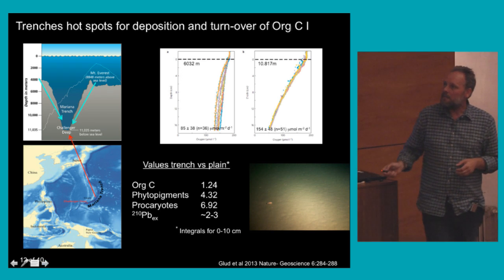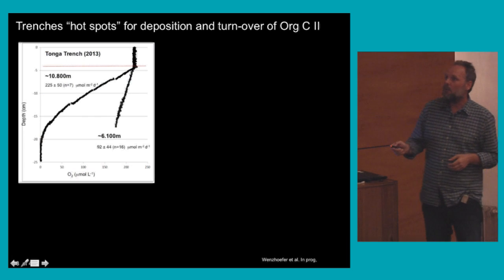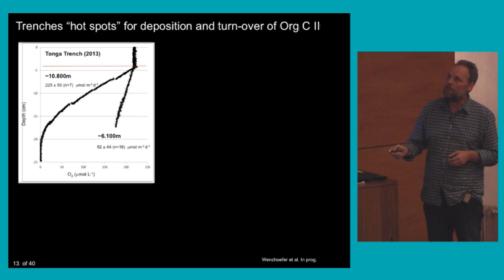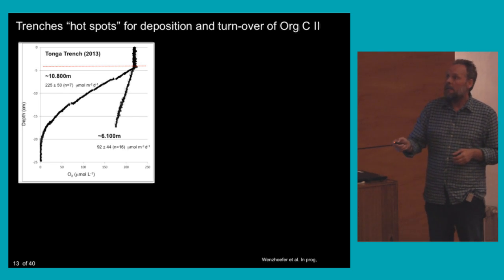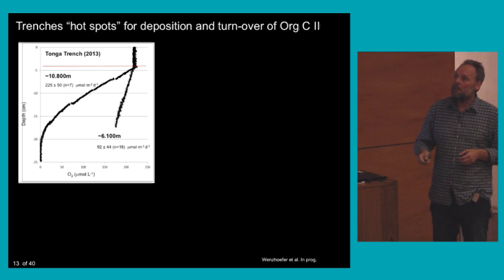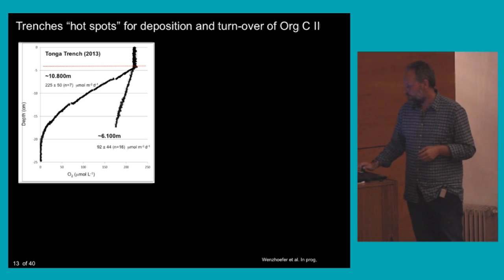In the Tonga Trench, this is work that's still in progress, we saw the same. Here you see the oxygen profile measured in situ at almost 10 kilometers of depth in the Tonga Trench, and here at the abyssal plain, very nearby. Again, an intensified activity in the trench compared to the abyssal plain.